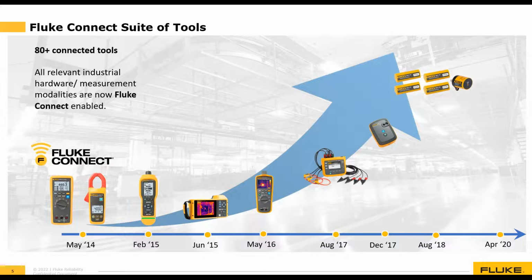So the 376 FC clamp meter, 1664 installation tester, T3000 FC temperature module, all would be Fluke Connect enabled. The only exception is the Fluke suite of thermal image cameras. Most of them do work with the Fluke Connect software, but do not include FC in the model name. And Fluke Connect is available in 73 different countries. One other important note, the Fluke Connect measurement software is 100% free, so please give it a try if you haven't already.